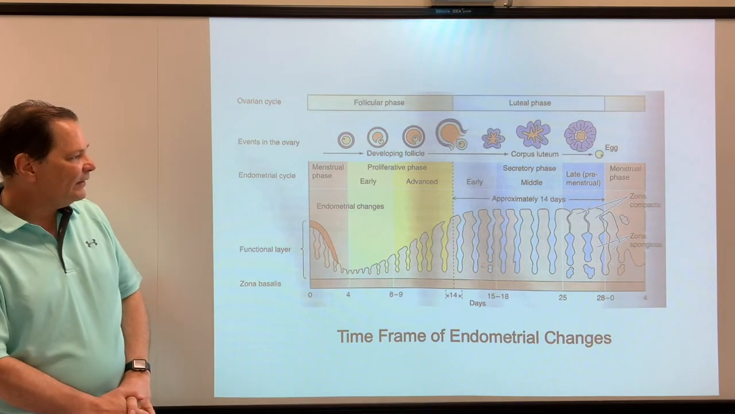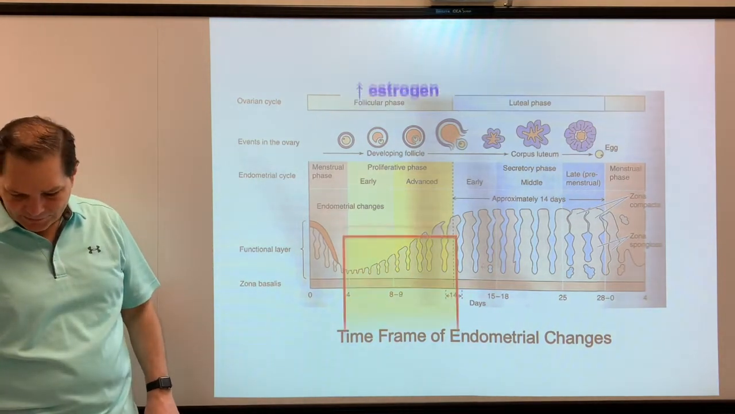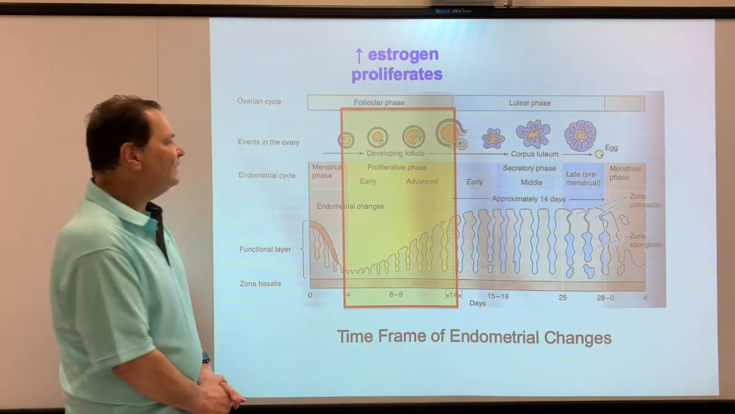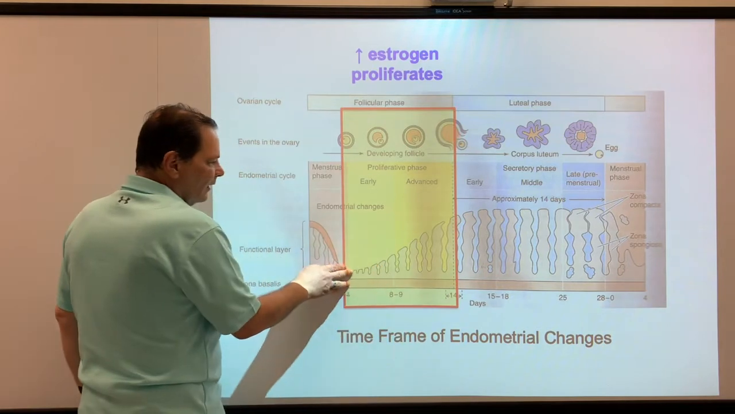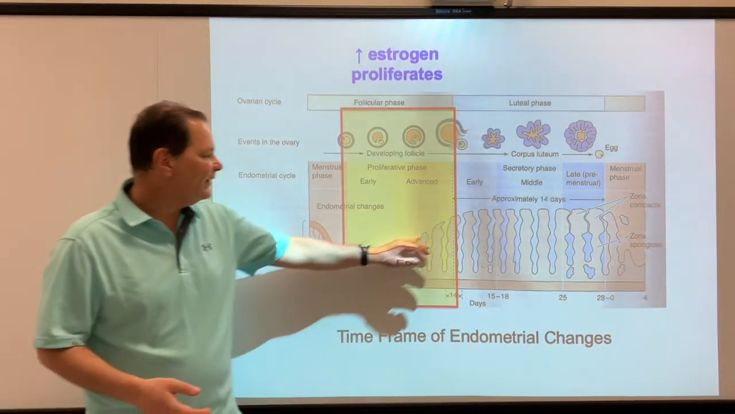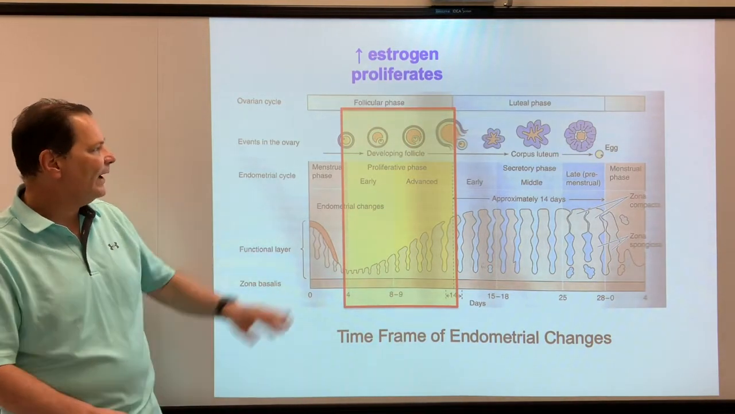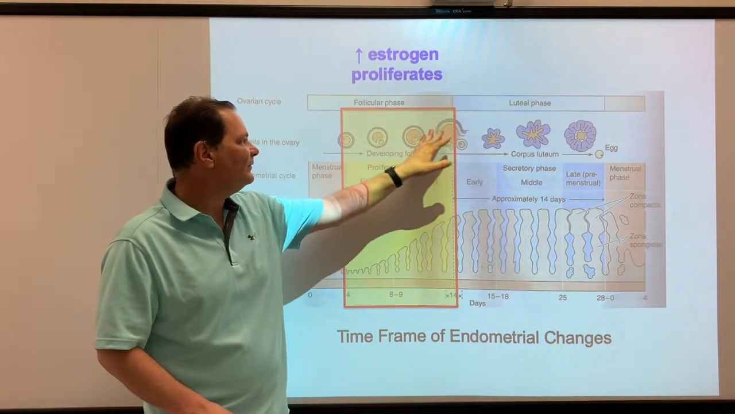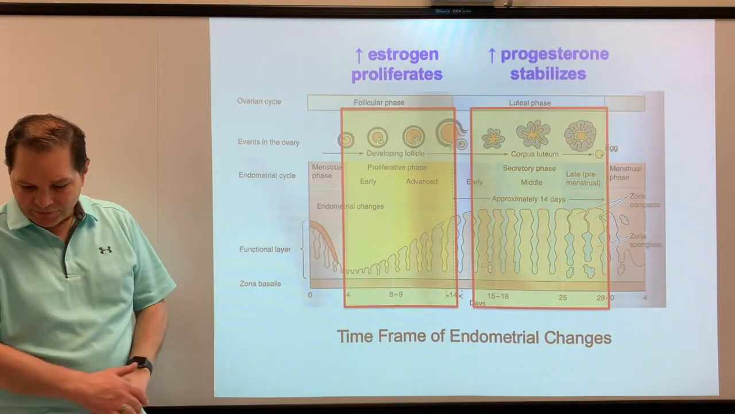So here is a diagram that does a good job of emphasizing what's happening here. During the follicular phase, under the influence of estrogen, we're developing our endometrial layer. It's becoming more vascular, and you can see it's increasing here quite a bit. It's becoming proliferative, okay? And here's our developing follicle, and that's under the influence of estrogen.